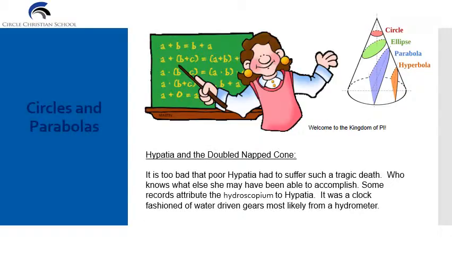Circles and parabolas. It's too bad that poor Hypatia had to suffer such a tragic death. Who knows what she may have been able to accomplish. Some records attribute the hydroscopium to Hypatia. It was a clock fashioned of water-driven gears, most likely from a hydrometer.